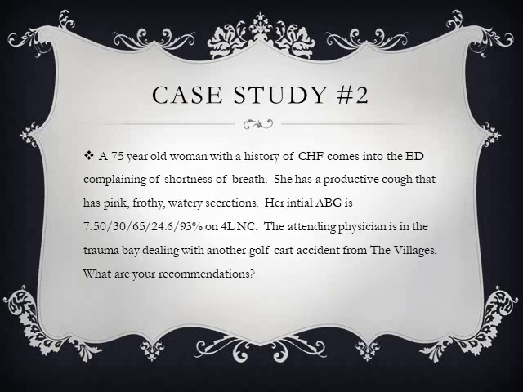So number 2, a 75-year-old woman with a history of CHF comes into the ED complaining of shortness of breath. She's got a productive cough with pink, frothy, watery secretions. That's her ABG on 4 liters. The attending physician is in the trauma bay dealing with another golf cart accident from the Villages. What do you recommend?